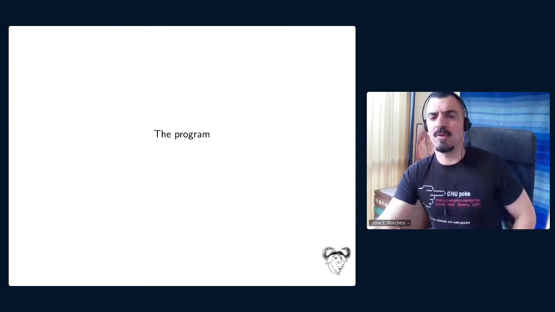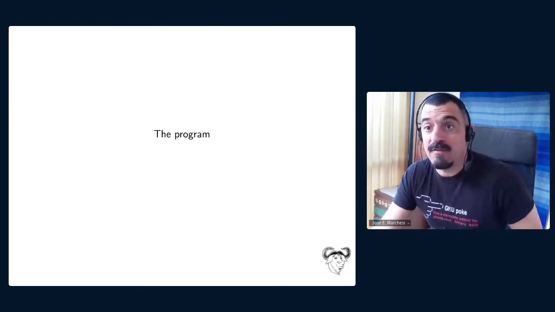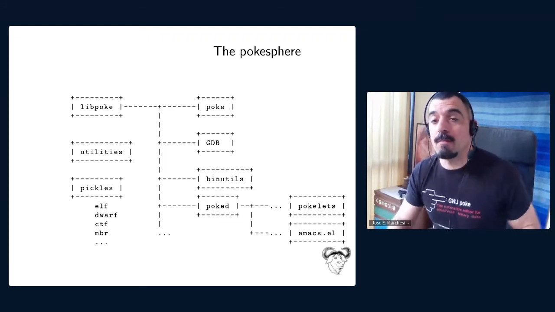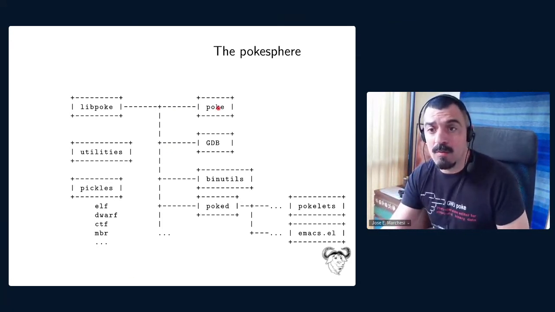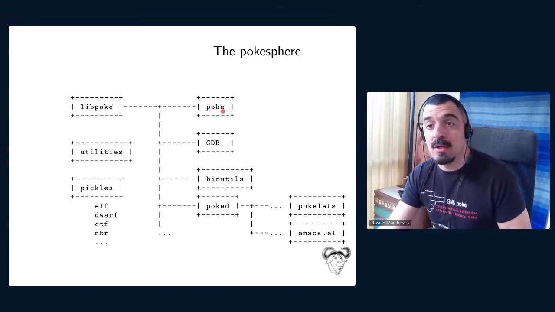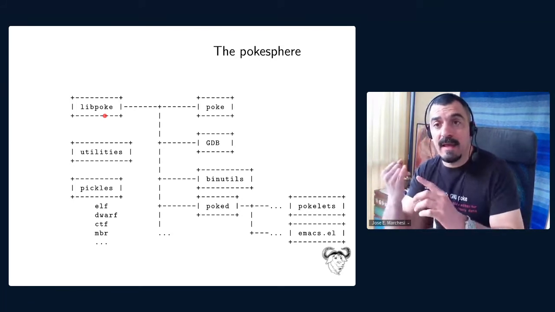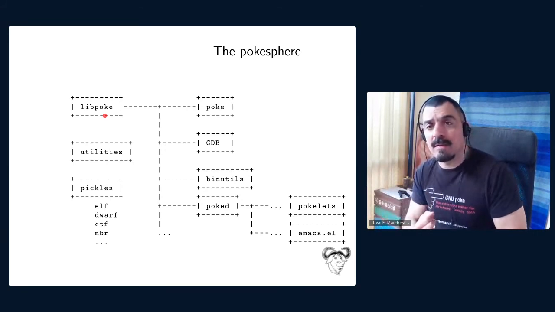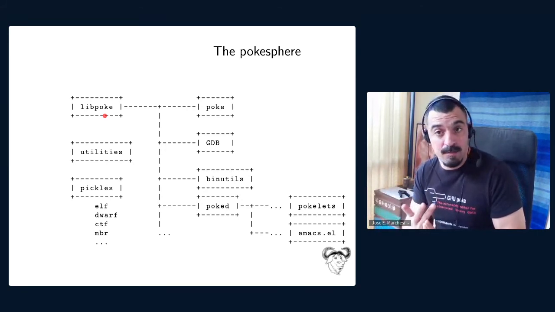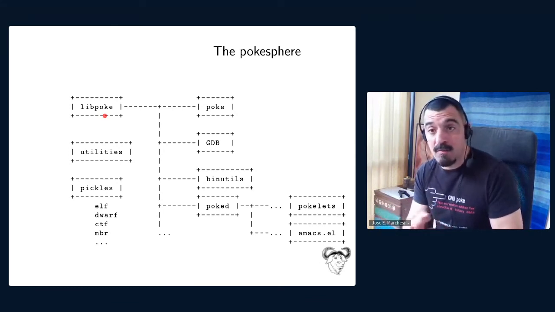Okay. So the program itself, as you have seen, you have seen a command line interface. That was poke, which is a C program. This C program is linked with libpoke, which is another C program, but it's a shared library, which contains the incremental compiler of the poke language. It contains the implementation of what makes the IO spaces possible, like the file IO space, the memory IO space, the process IO space, and others that I have not shown you.